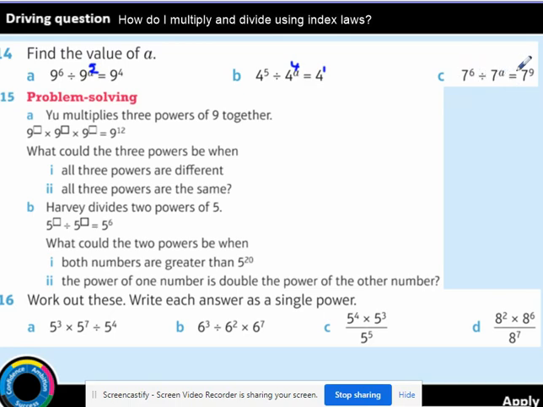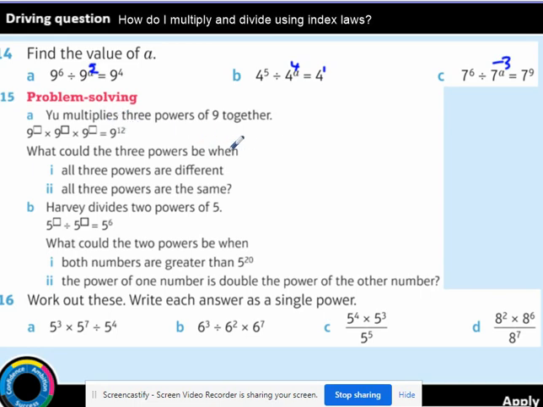6 minus what gives us 9? It's going to have to be a negative 3. Because if I subtract negative 3, it's the same as adding 3, and that gives me 7 to the power of 9.